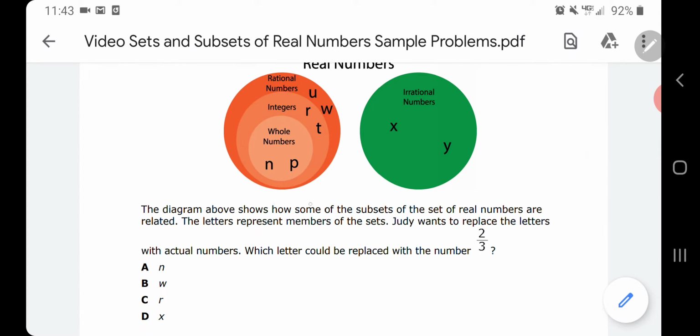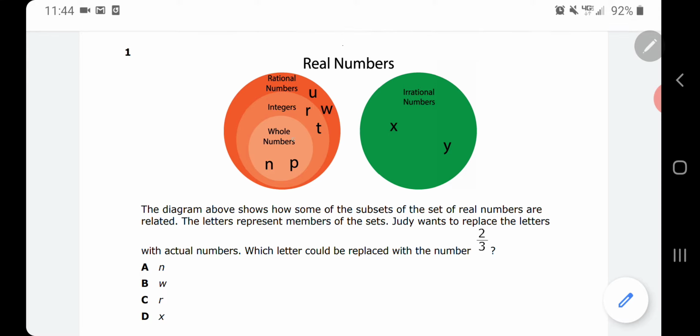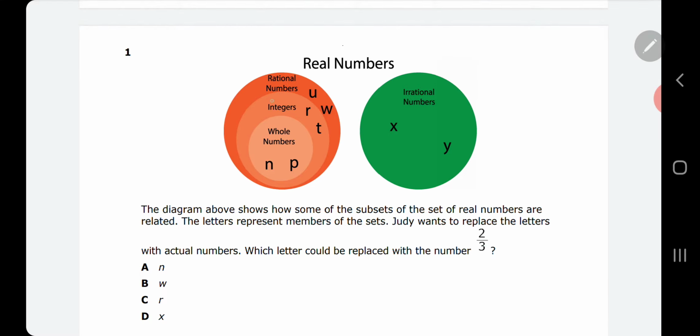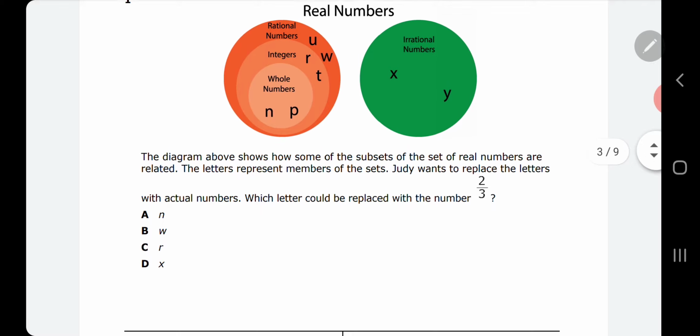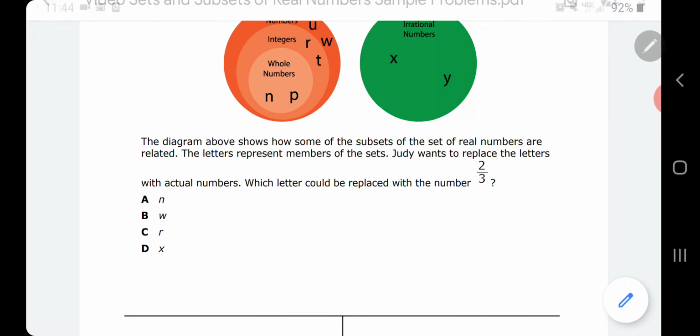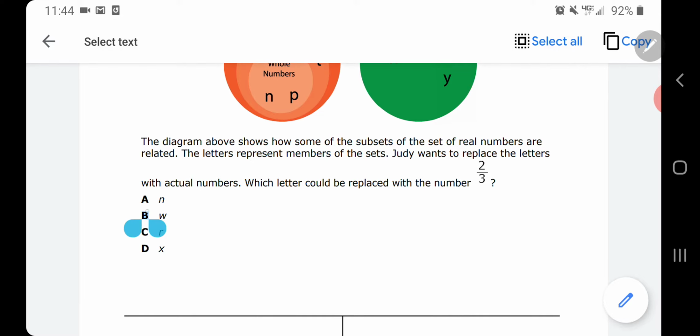The diagram above shows how some of the subsets of the set of real numbers are related. The letters represent numbers of the sets. Judy wants to replace the letters with actual numbers. Which letter could be placed with the number 2/3? Okay, well, 2/3 we've talked about is a rational number. So therefore, it would belong to this side. And 2/3 is not an integer or whole number, so it can only be a rational number. So it's either the letter U or the letter W. With our multiple choice, we see the letter W here for B. So B is our answer.